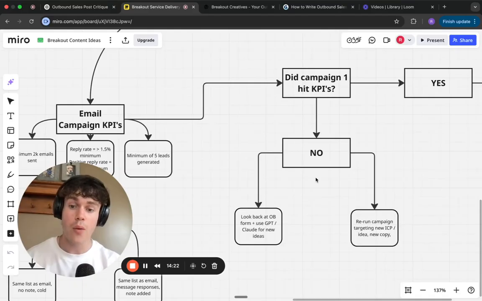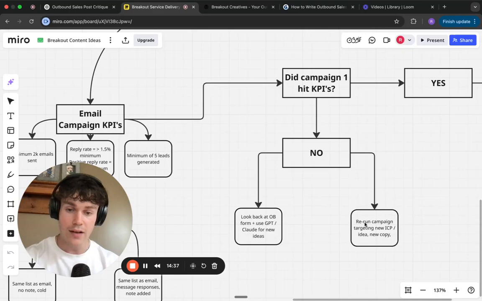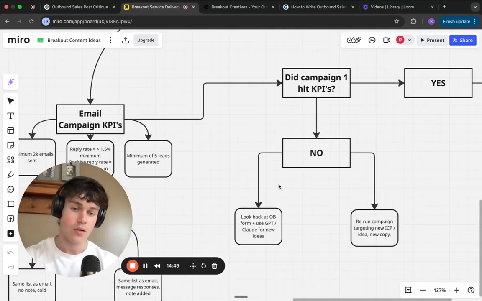And so that is how I would go back to the drawing board and come up with new ideas based on that. And then once you've found a new angle, once you've tweaked the copy, once you've maybe targeted a different job title within a certain company or organization, that's when I would rerun a campaign, target a new ICP, new idea, whatever it is, and you rerun this process. Is it hitting these 3 KPIs right here, right?